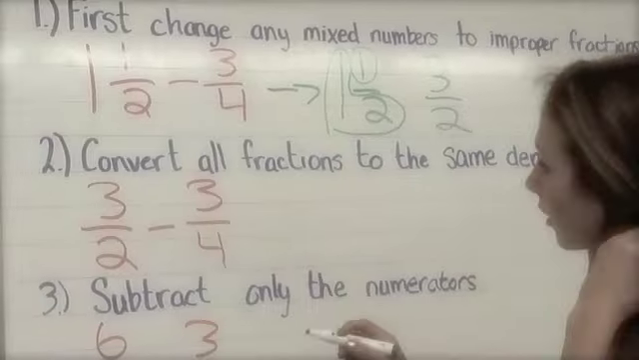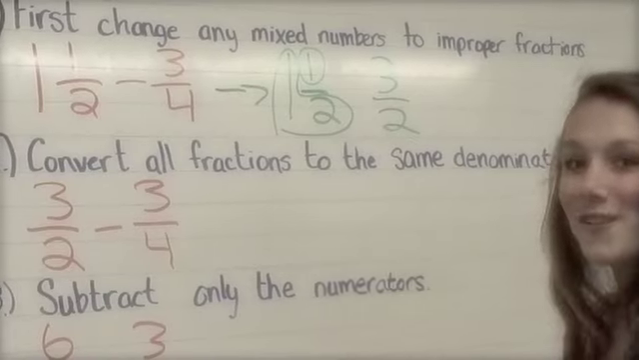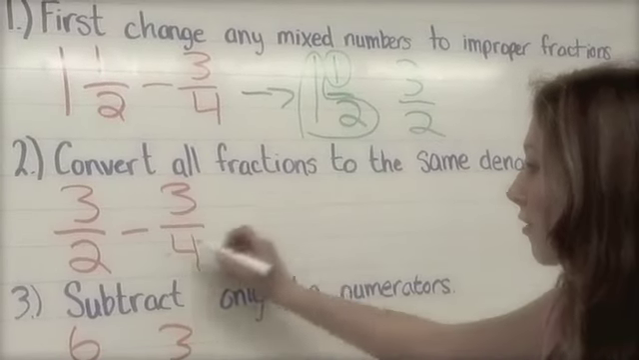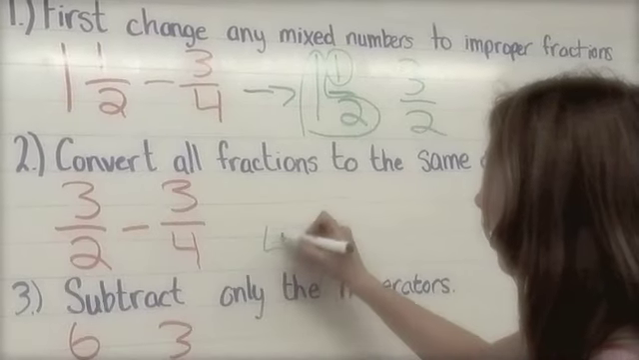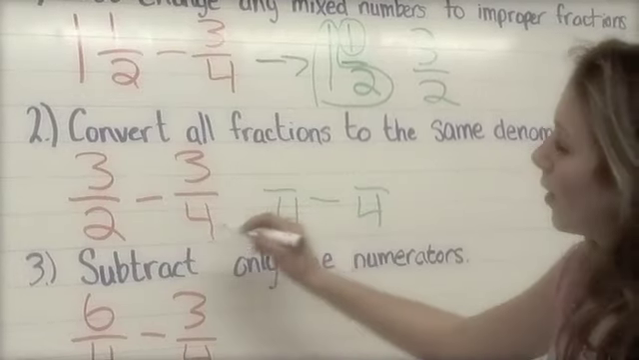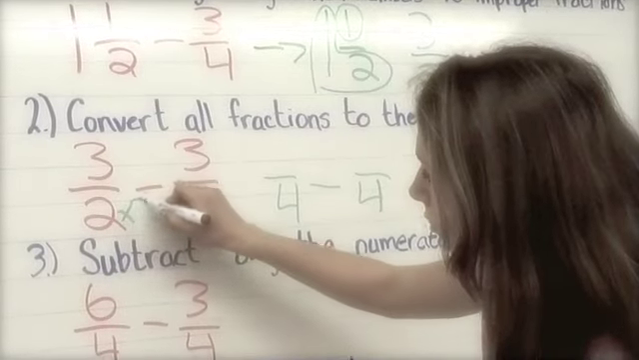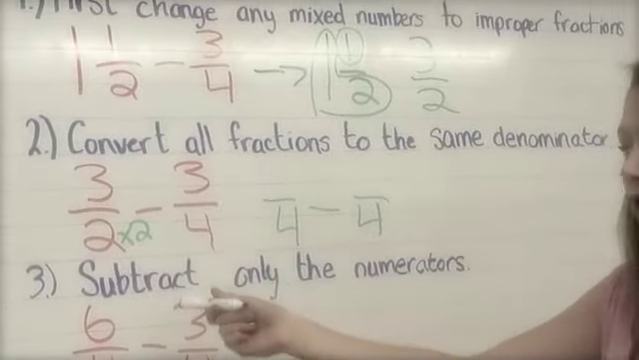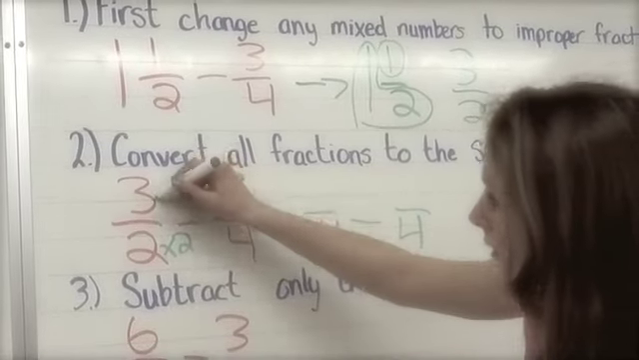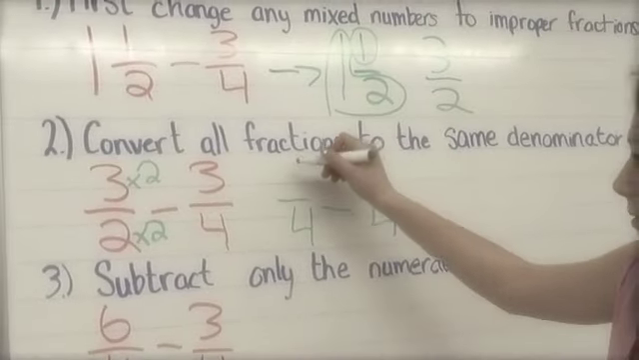The next step for subtracting fractions is you convert all fractions to the same denominator. For doing this, you have to find the lowest common factor for the equation. The lowest common factor of this is 4. So to get to 4, you multiply 2 by 2. What you do to the bottom of the equation, you have to do to the top. And 3 times 2 is 6.